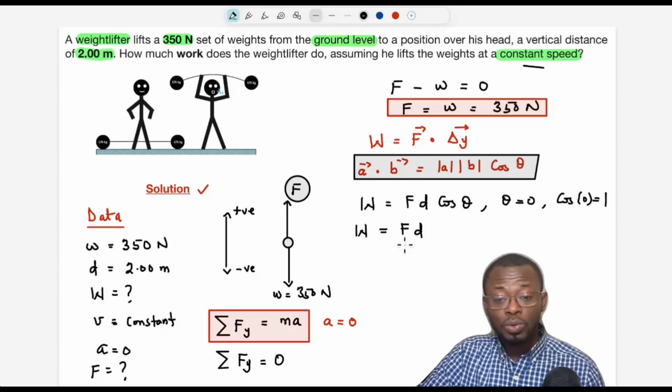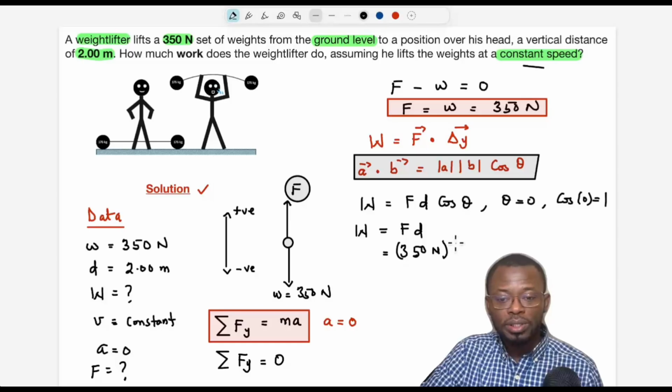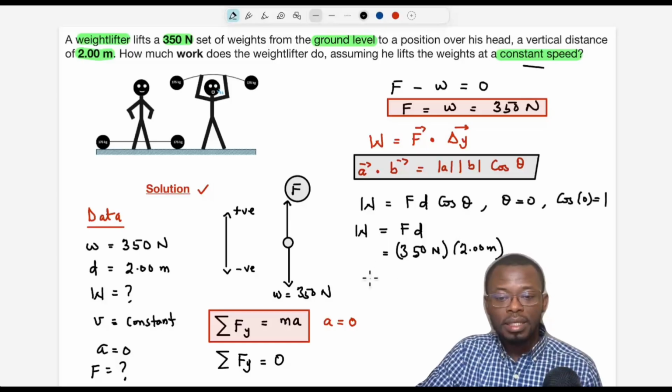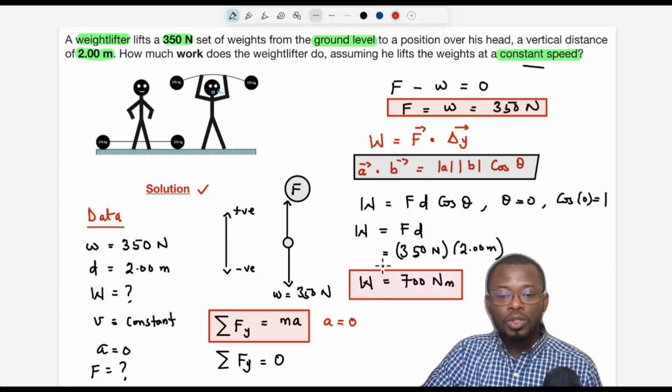So now we can plug in our values and find the work. The magnitude of the force is 350 newtons times the magnitude of the displacement, which is 2.00 meters. In that case, we have the work done equal to 700 newton meters. We can also write newton meter as joules. The work done is equal to 700 joules.